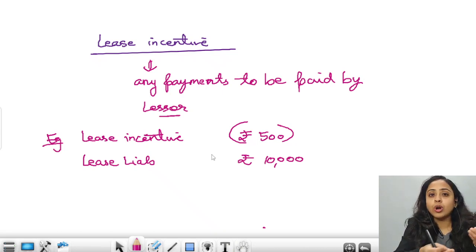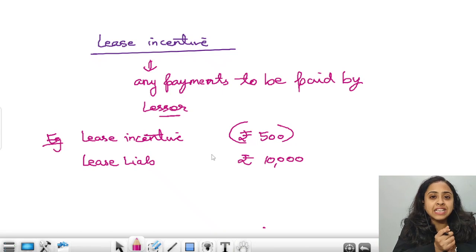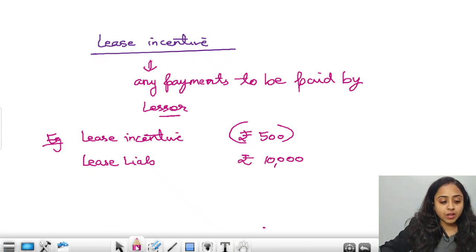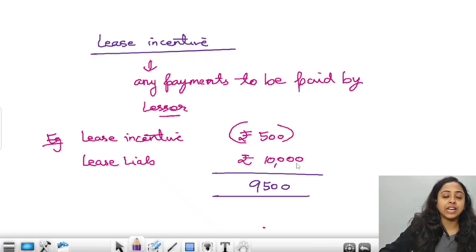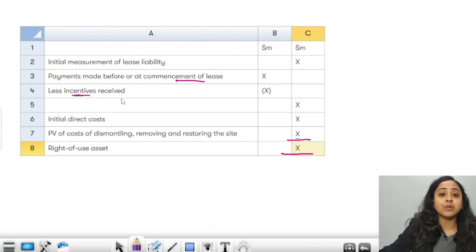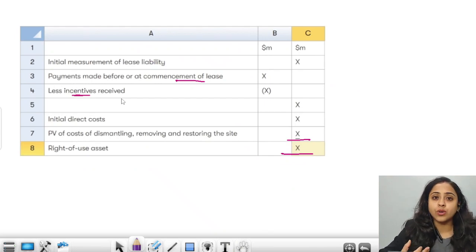What will we do? We will not do it this way. Instead, we'll be doing a net deal. Net outflow will be there. Therefore, we say that this 500 should be deducted from 10,000 and the final 9,500 should be recorded. And therefore, we have deducted it from the lease payments. This is something that is received from the lessor, it is not an outflow from the lessee side, and therefore it is deducted while calculating ROU in the books of the lessee.